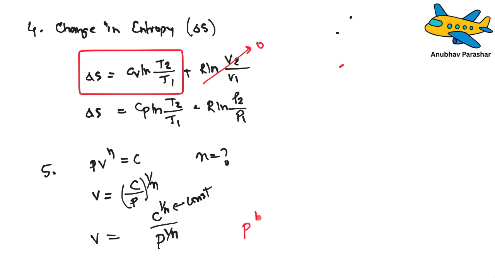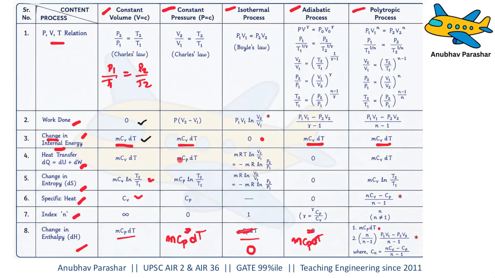P to the power 1 by n should be equal to 1. This is only possible if 1 by n is equal to 0, and this is only possible if n is equal to infinity. So always remember, for a constant volume process, what is the value of n? n is equal to infinity. Let us check in our first slide if n is equal to infinity, and that's true. So you see, we have done the first column, that is for constant volume process.